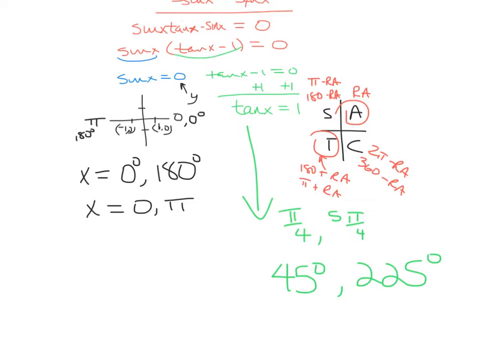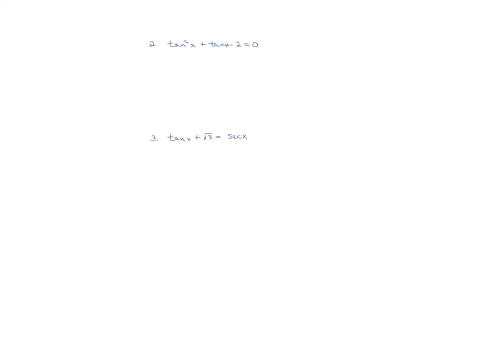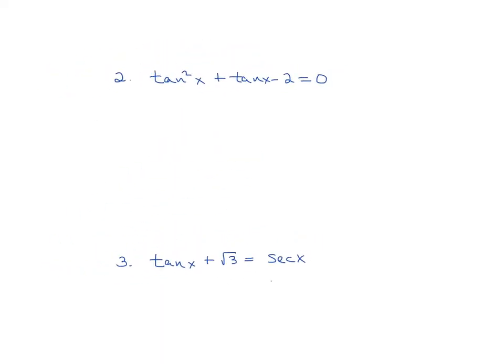Let's try the next one. Everybody good on 1? Let's try 2. Number 2 is actually a trinomial. We need to factor this so we can get our two factors that we need to set equal to 0. So let me set up my two binomials here. I'll have tangent of x here and tangent of x here, because tan x times tan x is tan squared x.